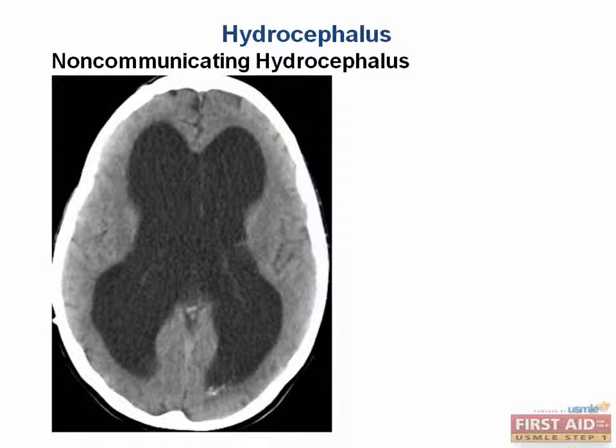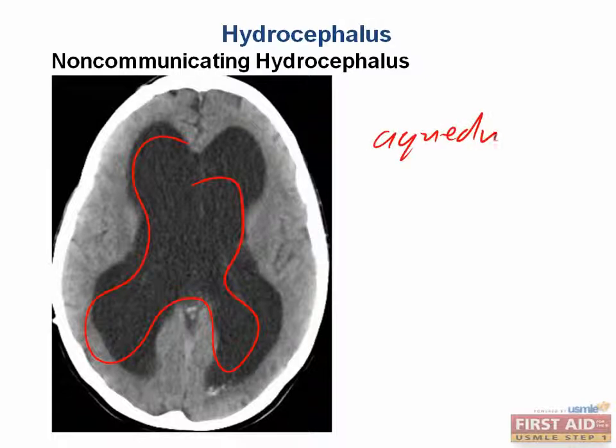Non-communicating hydrocephalus is caused by an obstruction of flow within the CSF system. In this non-contrast head CT, we see drastically enlarged lateral ventricles as a result of obstructed CSF flow, and this flow is blocked secondary to a suprasellar cyst. One common place for the obstruction is at the aqueduct of Sylvius.